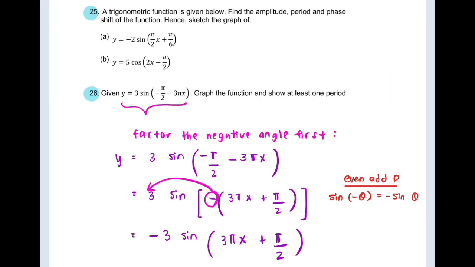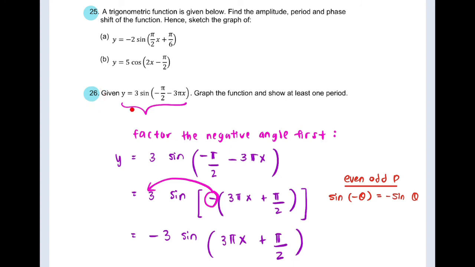Next, you can try a few exercises from your workbook. First of all, 25A. Just find the amplitude, period, and phase shift, then graph. Be careful, this is sine, so you must draw a sine graph, and in front here is minus, so make sure you reflect the graph towards your x-axis. Next one, y equal to 5 cos in bracket 2x minus pi over 2. This is a graph of cos. You don't have any negatives, so just draw a graph of cos like the shape of a bowl.